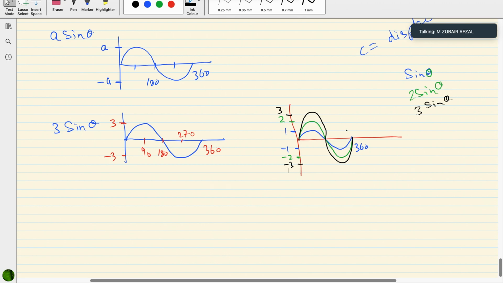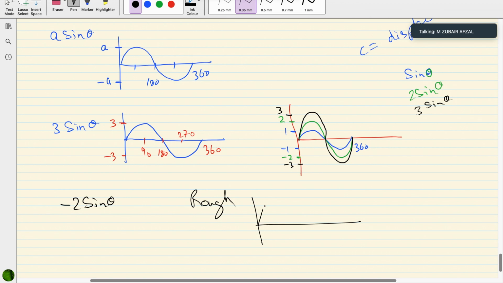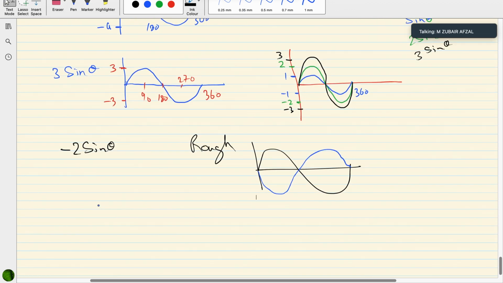What if we change the value of A to a negative number? For example, I say minus 2 sine theta. Rough working is, we know that the sine graph looks like this, but when you multiply it with a negative number, all of the values switch. Positive values will become negative and negative will become positive. So this is how it will look, and we know that the amplitude is 2. So when you have to sketch it neatly, it will look like this.